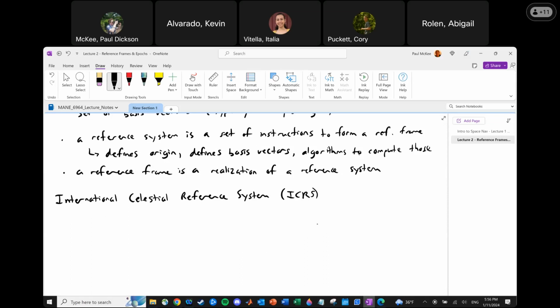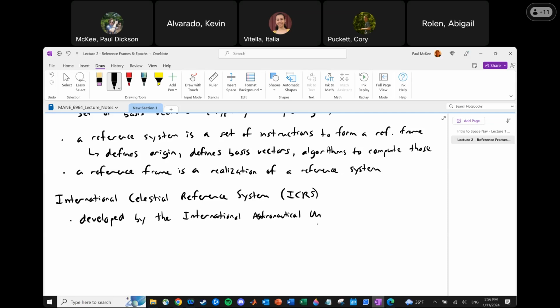This is big. So this was developed by the International Astronomical Union, or the IAU, from 1997 to 2006. Oops. Hang on.